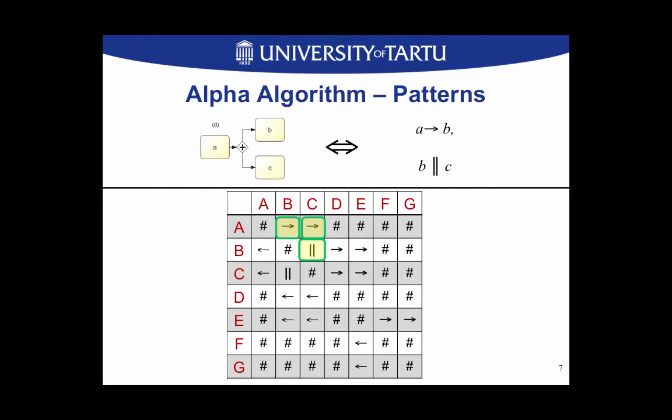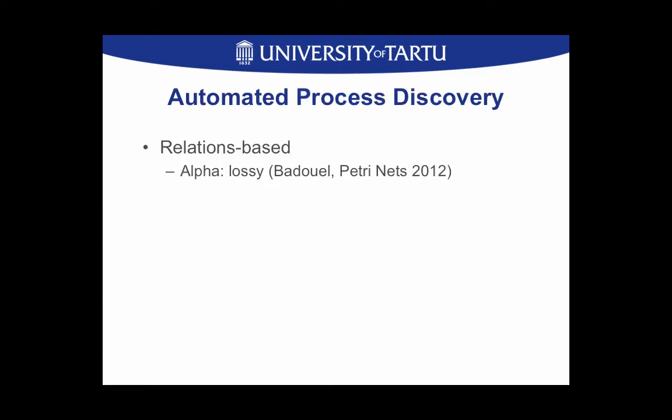It does have a lot of limitations, this alpha algorithm. There was a paper presented here 2 years ago by Eric Badouel on the alpha reconstructibility of workflow nets, which essentially characterizes very precisely when a process model, what workflow net, can be reconstructed from a log. You take a net, you simulate it, you get all its runs, and you try to apply the alpha algorithm. When do you basically get back what you expect? And it's pretty lossy. It only works with very regular, well-structured processes.